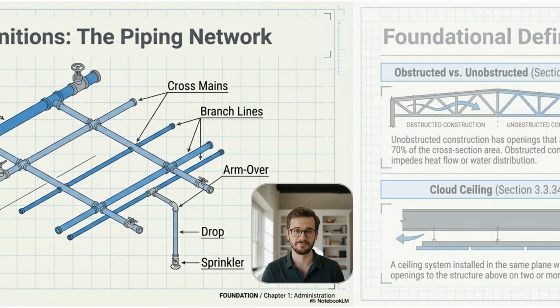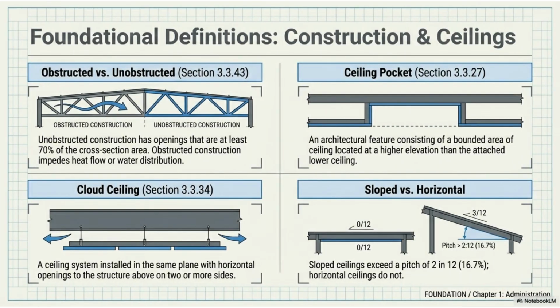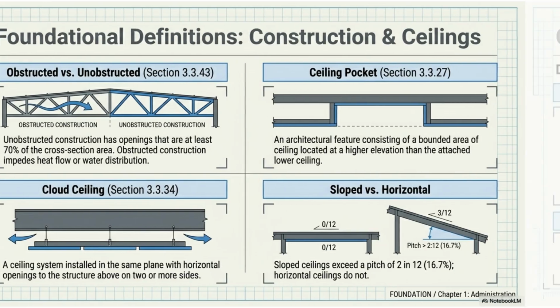leads to the sprinkler. Construction definitions clarify terms like obstructed and unobstructed construction, with the latter having at least 70% cross-section opening. Other definitions include ceiling pocket, cloud ceiling, and the distinction between sloped and horizontal ceilings.